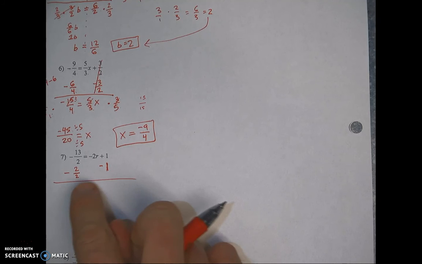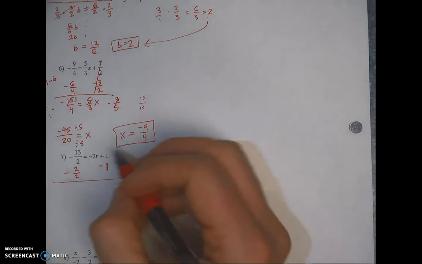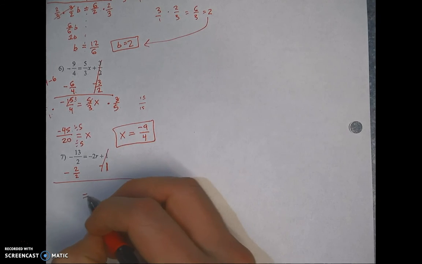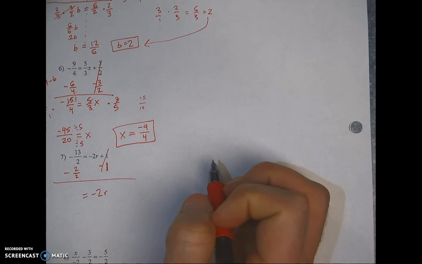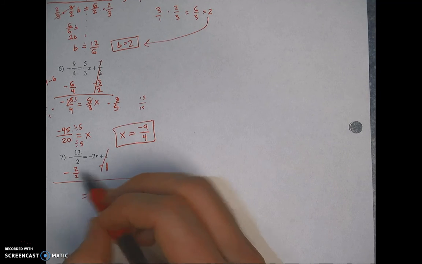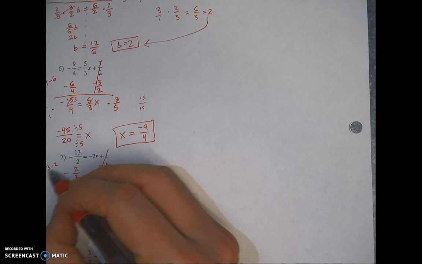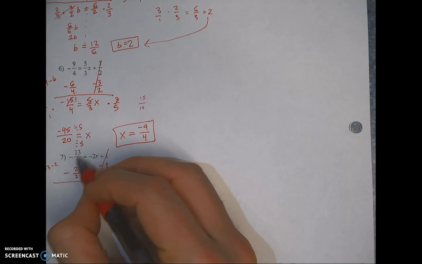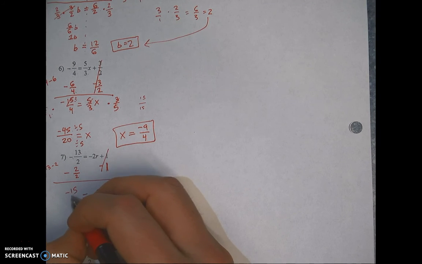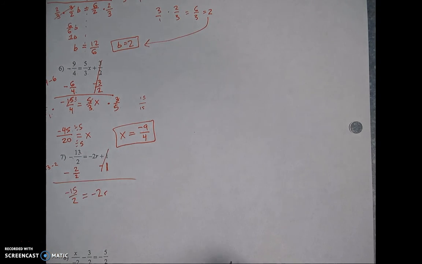So even though both sides look different, I'm actually subtracting the same thing on both sides. This goes away. I'm left with the negative 2r. And on this side now I need to subtract. Now this is negative 13 minus 2. If you need to write it out, write it out. You don't have to. Negative 13 minus 2 is negative 15 halves.